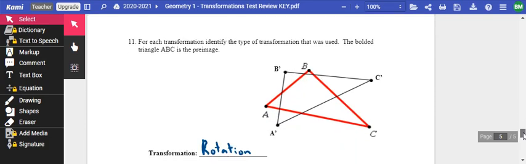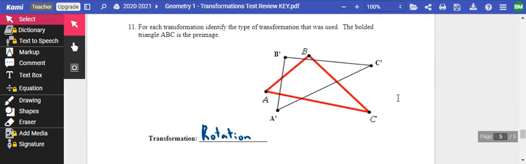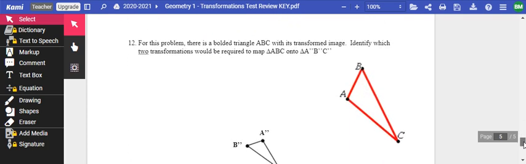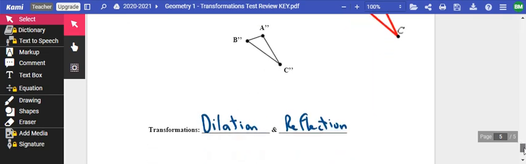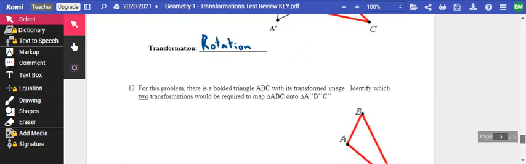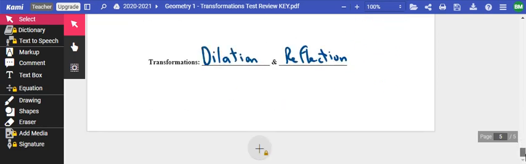All right, I'm looking at this. Number 1, it is a rotation. I would just turn it to the left to get that. This is 2 things. It's a dilation, and then I reflected it to get it.